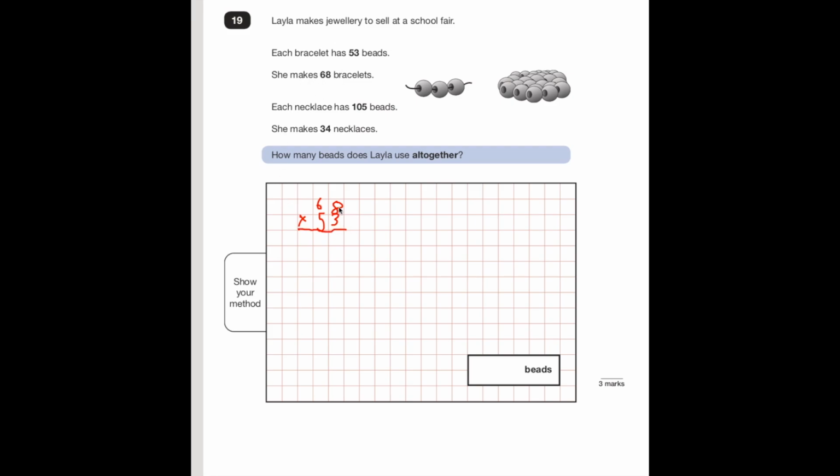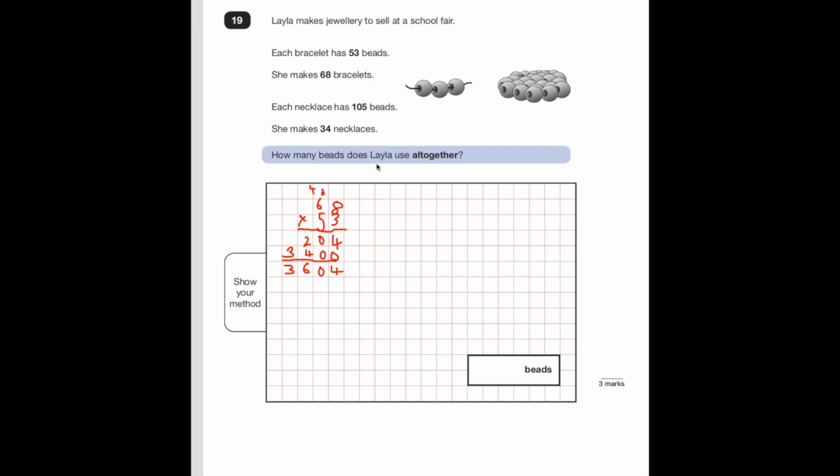So what we need to do here is 3 times 8 is 24, put the 4, carry the 2, 3 times 6 is 18, plus the 2 is 20, 4. Now we're onto this column here, we put our placeholder, 5 times 8 is 40, put the 0, carry the 4, 5 times 6 is 30, plus the 4 is 34. So we can add these together now. 4 add nothing is 4, nothing add nothing is nothing. 2 add 4 is 6, and 3 add nothing is 3. So in order to make all these bracelets, she's going to need 3,604 beads in total.